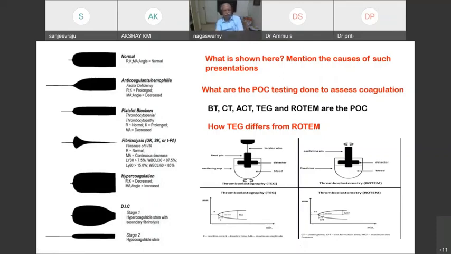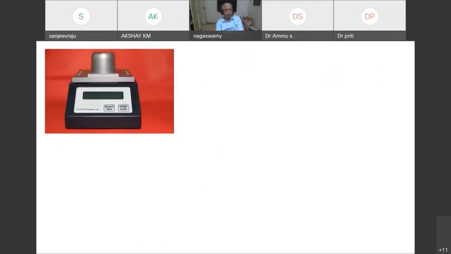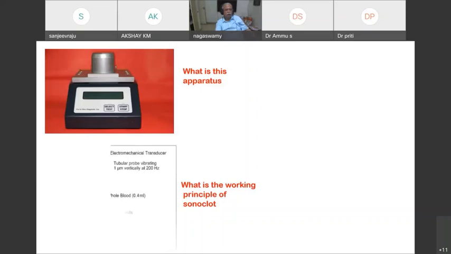Common question in examinations nowadays. This is another shape. What is this called? This is another one to assess the coagulation profile, or the clotting ability. This is called Sonoclot.